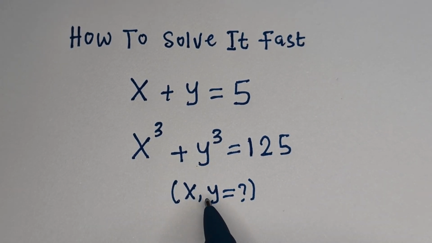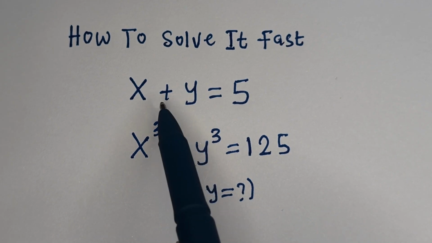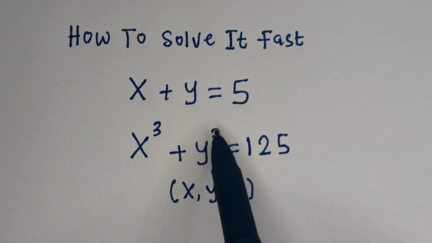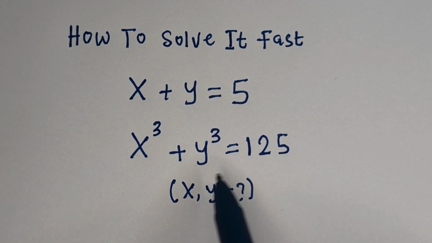Hello, how to solve for x and y very fast from this given nice math problem. x plus y is equal to 5, then x raised to power 3 plus y raised to power 3 is equal to 125.